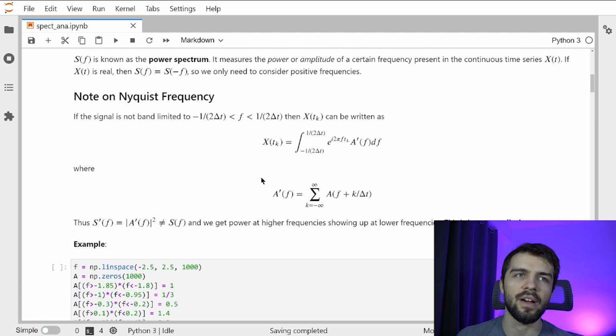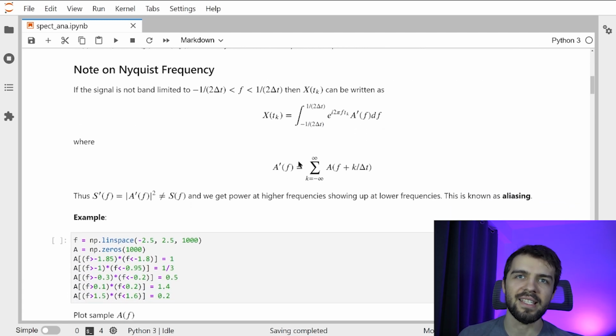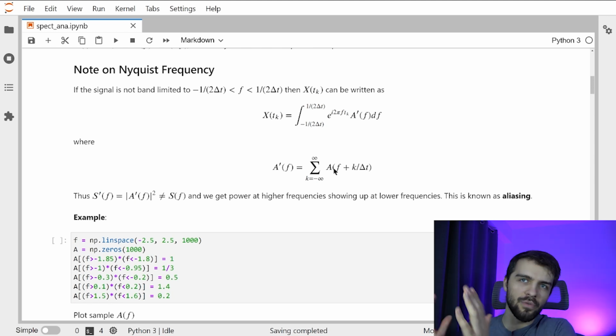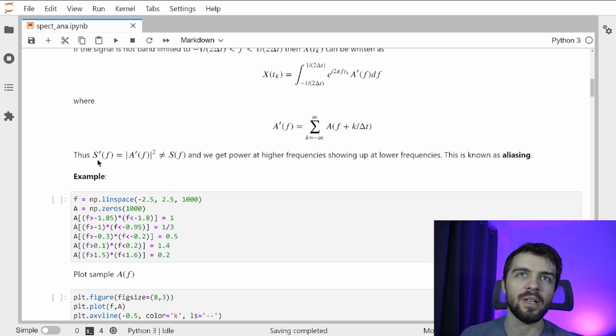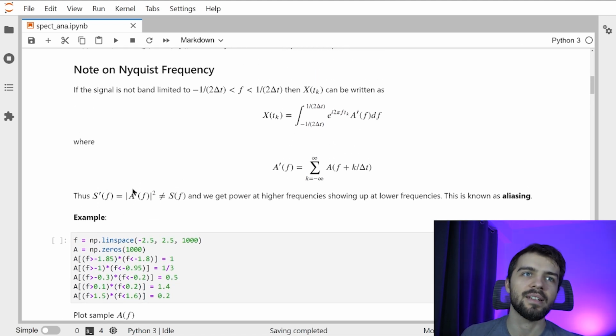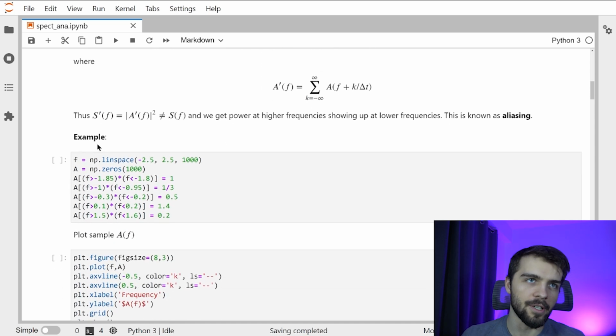We have a prime of f, where a prime of f is this sum across all these different intervals. You'll see what I mean by this in a second. The main point is that the spectrum that you measure is the modulus of a prime of f squared, and this isn't equal to s of f. And so this is known as aliasing. And so I'll give an example here.